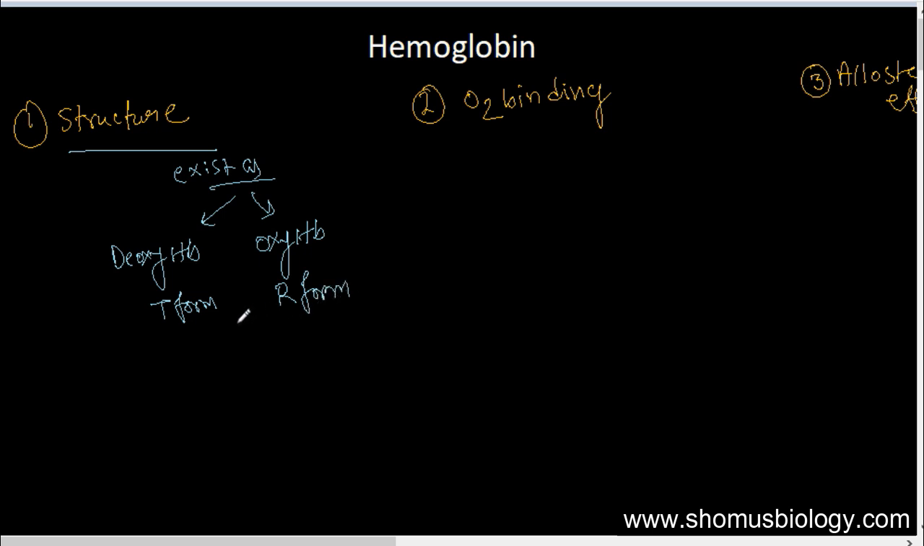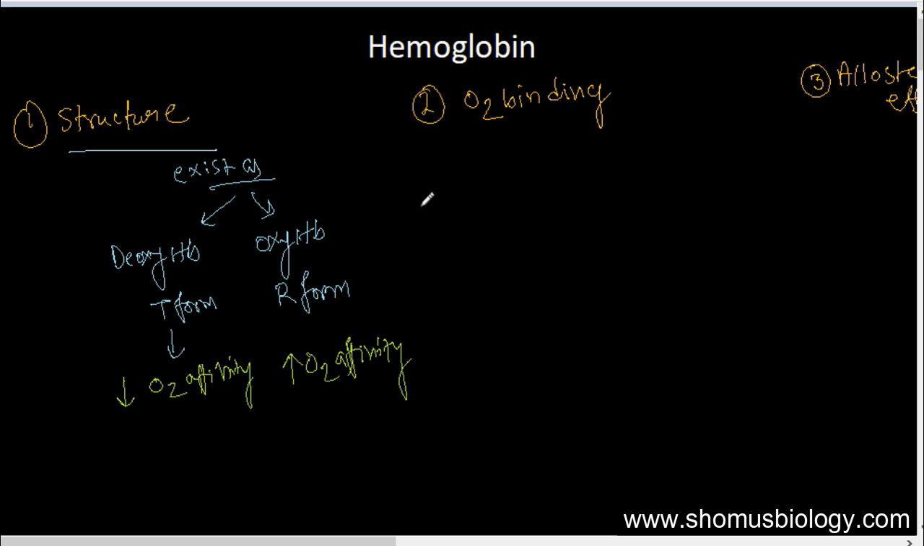Different relative positions of subunits are there. Deoxyhemoglobin means it has less affinity towards oxygen, less oxygen affinity. And the R form, or oxyhemoglobin, has a high oxygen affinity. This is the idea about the two different types of hemoglobin.